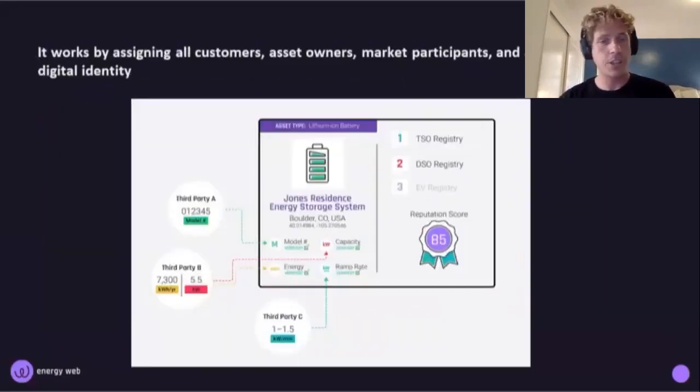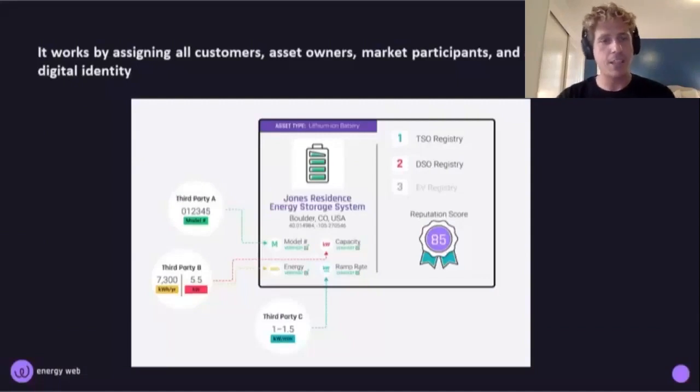So first, the way this tech stack works is every single DER, every single customer, every single market participant and authority and manufacturer and even aggregator gets a digital identity. And you could think of that digital identity like a passport, and that passport just has certain specific verified information about that identity. What is it? How much power can it jam through? What markets is it actually allowed to participate in? Which is some of the information being shown on this graphic right here.